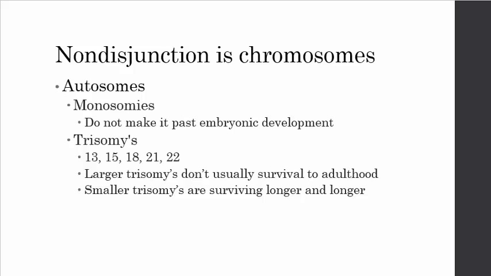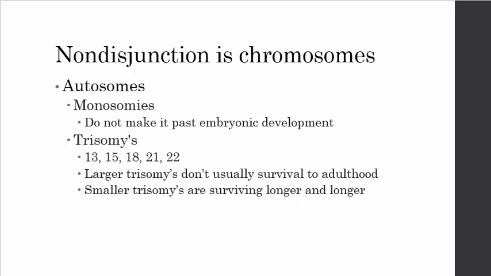Non-disjunction in chromosomes is where a lot of our genetic illnesses come from that we are most familiar with. So in your autosomes, chromosomes 1 through 22, you can have either a monosomy or a trisomy. Monosomy is when you only have one of those given chromosomes. So you only have one chromosome 3 or you only have one chromosome 7. Those extraordinarily rarely make it past embryonic development, and even if they do, they miscarry the vast majority of the time. We're talking like 99.9 repeating percentage of the time. Embryos that have monosomies will not become even viable fetuses.